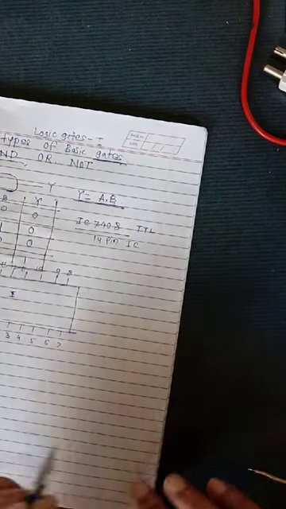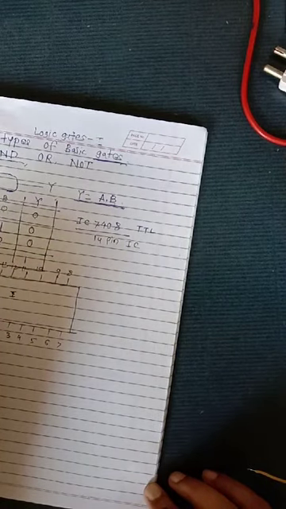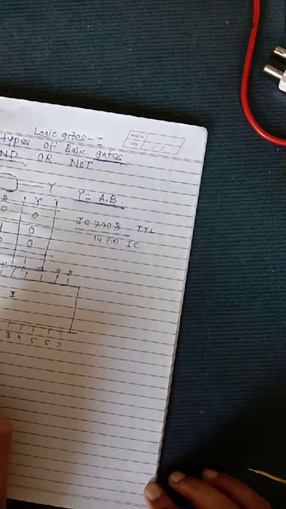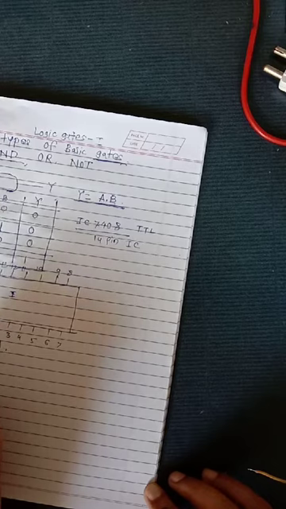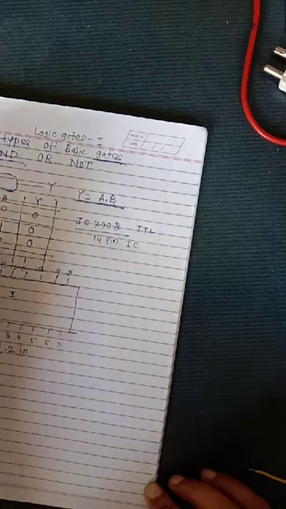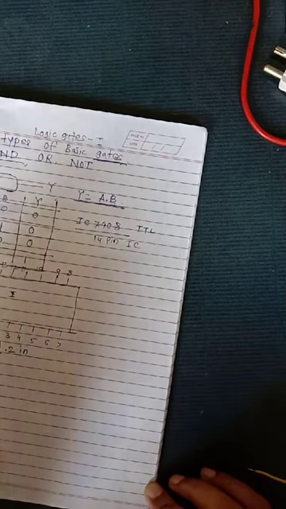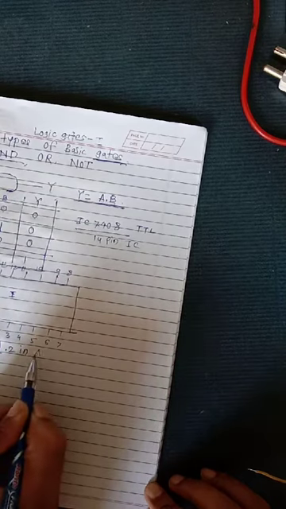Now this IC 7408 consists of 4 AND gates, so it is called quad 2 input AND gates. Quad means 4. So this IC consists of 4 AND gates, and these gates are 2 input gates. That is, each gate has 2 inputs and a single output.